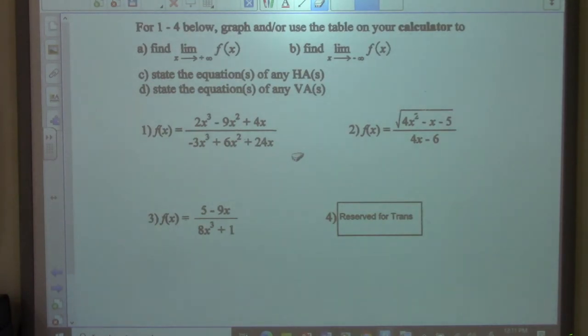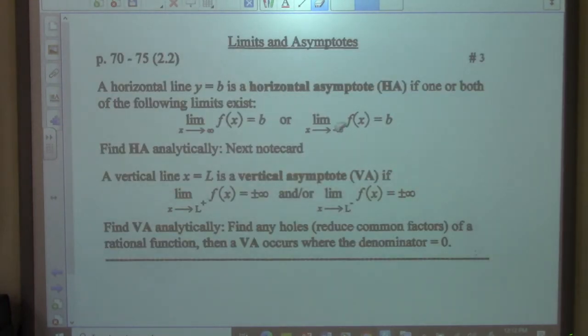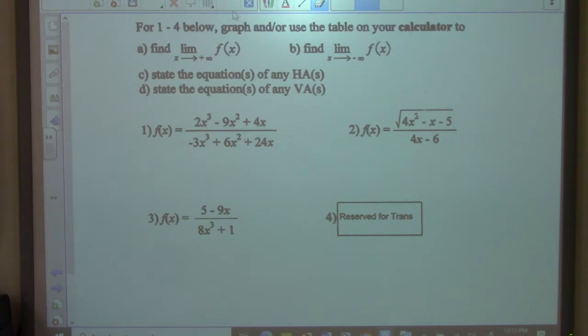So now it says for 1 through 4 below, graph and/or use the table in your calculator to find A and B. And what are A and B called? A and B are called the horizontal asymptotes, these things here, right? So now we look at 1 through 4, and it says you can graph and/or use the table on your calculator to find these.